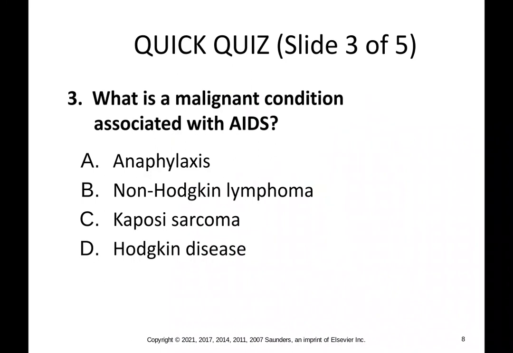What is a malignant condition that's often associated with AIDS? Does anybody remember? That is C, the Kaposi sarcoma.